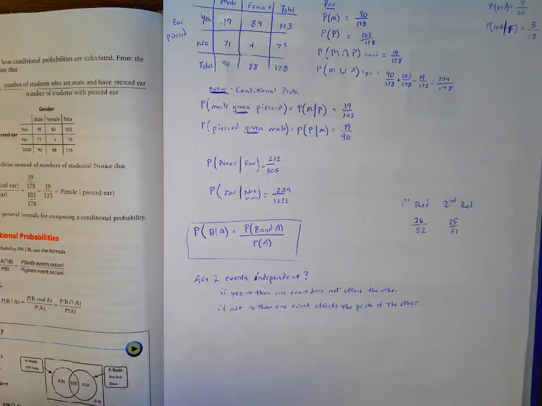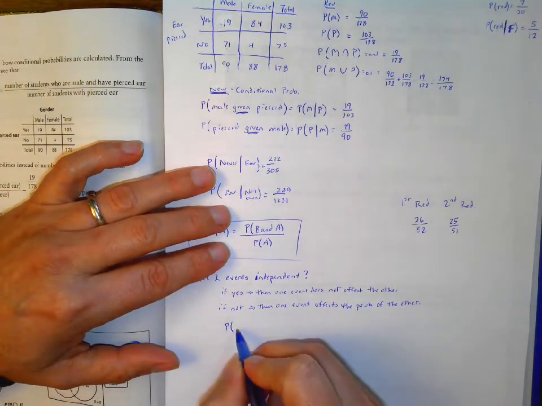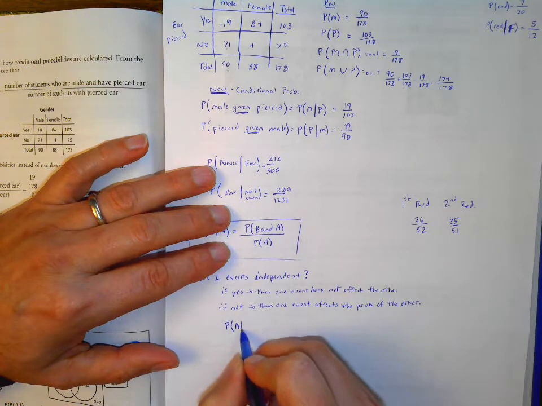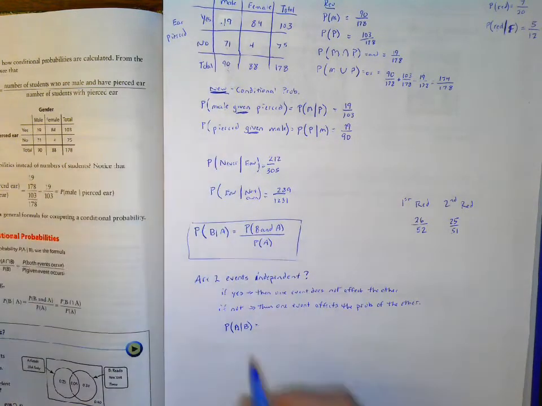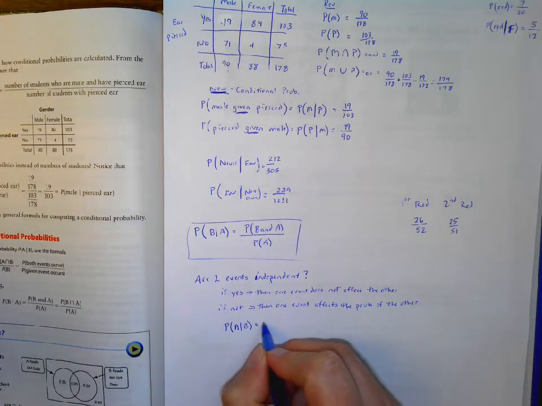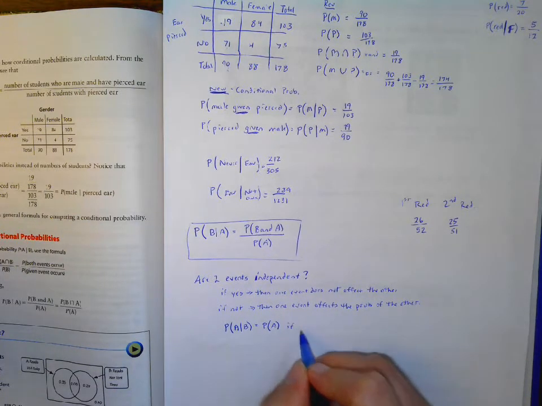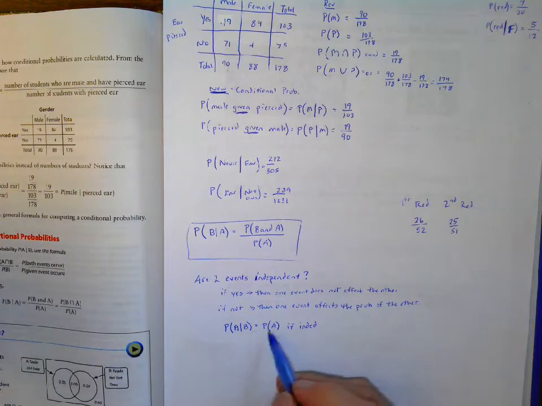When we put it together with conditional probability, it's basically this. If I have the probability of A given that B happens, and they're independent of each other, B should not have an impact on A. So if they're independent, the probability of A given B is going to be the same thing as the probability of A. If they're not equal to each other, then I know they're not independent, that B did have an impact on A.